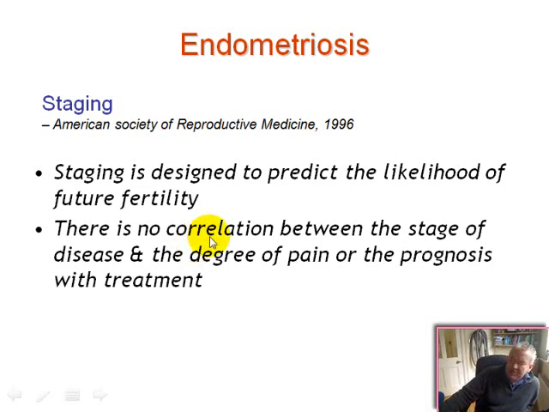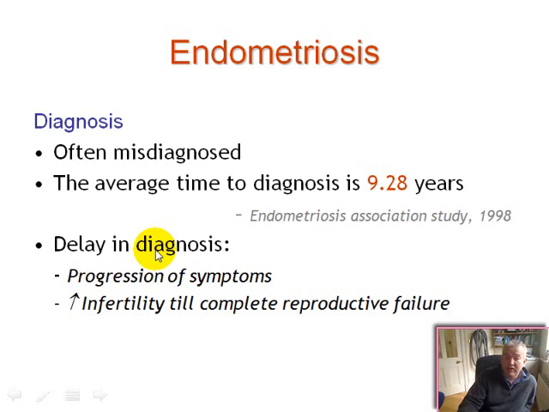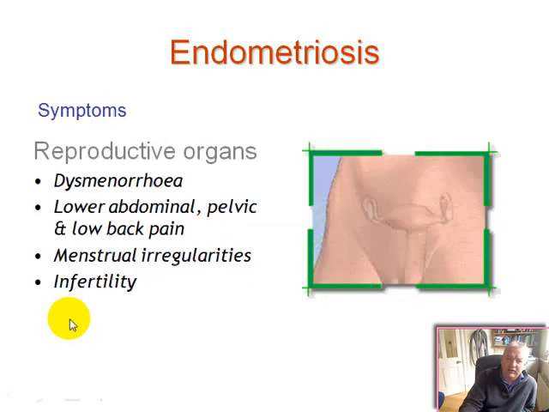I suppose we use staging in an attempt to look at fertility, because there is no relationship between the degree of disease and the amount of pain that a patient experiences, but certainly we know that the lesser stages have a better reproductive outlook. It's often misdiagnosed. Cyclic pelvic pain may be put down to just cyclic dysmenorrhea. But for a lot of women, the average time to diagnosis seems to be about 9 years. During this time, there probably is a progression of the symptoms, and infertility rates might be increasing. So I think we should have a lower threshold for diagnosing this at an earlier stage.